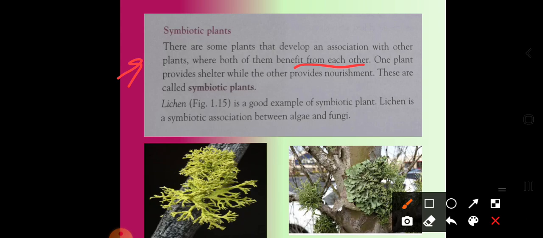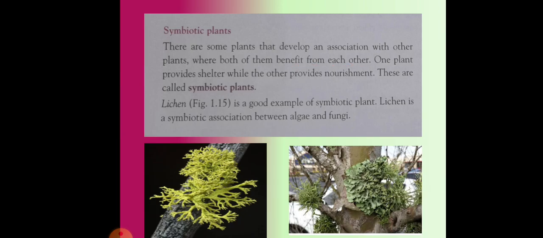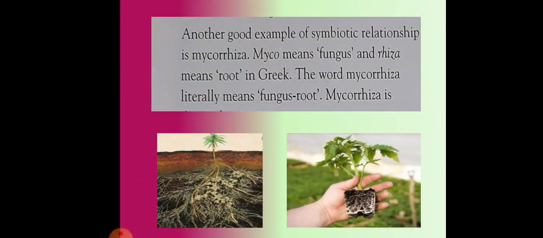The best example of symbiotic plants is lichens. So these are the examples of symbiotic plants. Another good example of a symbiotic relationship is mycorrhiza. Myco means fungus and rhiza means root in Greek. So this is the best example of symbiotic plants.